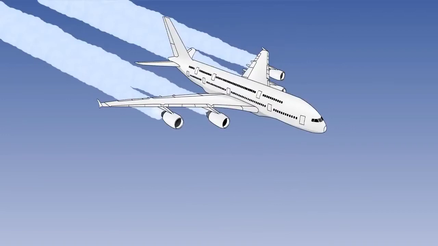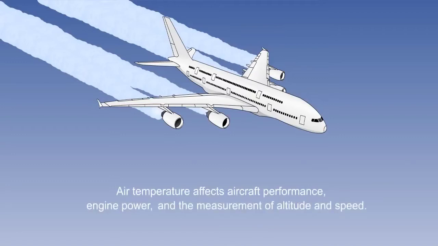Temperature also affects the density of the air, so it will have a direct bearing on aircraft performance, engine power, and the measurement of altitude and speed. Measuring the outside air temperature, however, is not as straightforward as might at first be thought, because the movement of the aircraft through the air will cause the air temperature to rise in the immediate vicinity of the aircraft, as a result of friction, or kinetic heating, and air compression, or adiabatic heating.